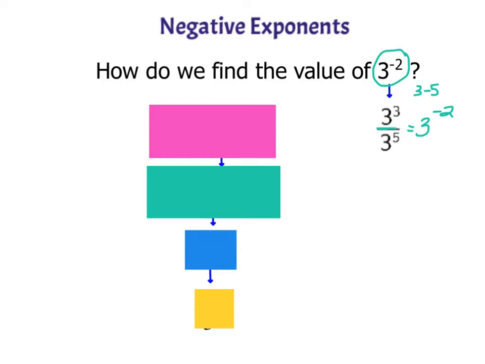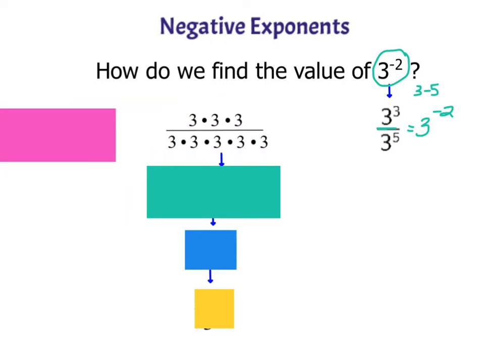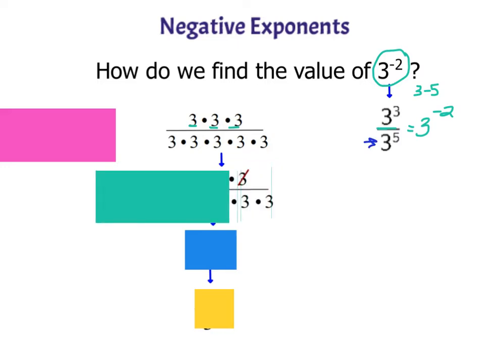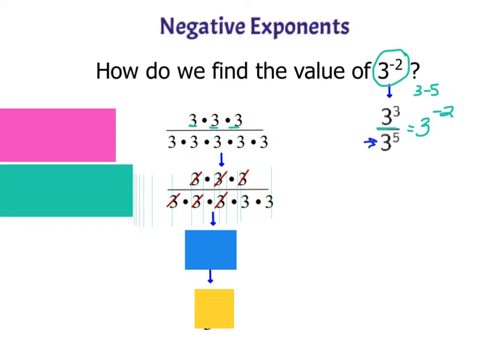What does that mean? To break it down, this is what it would look like. 3 to the third power, my numerator would have 3 threes: 3 times 3 times 3. My denominator would have 5 threes: 3 to the fifth power. Okay, now let's simplify those like we did last week.